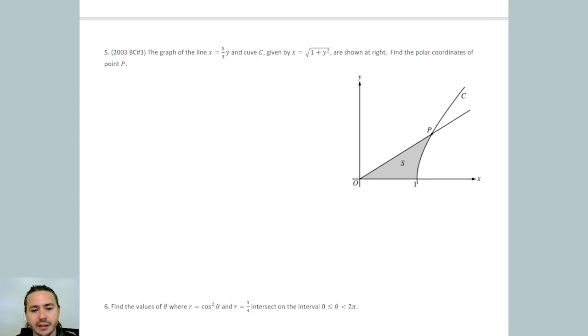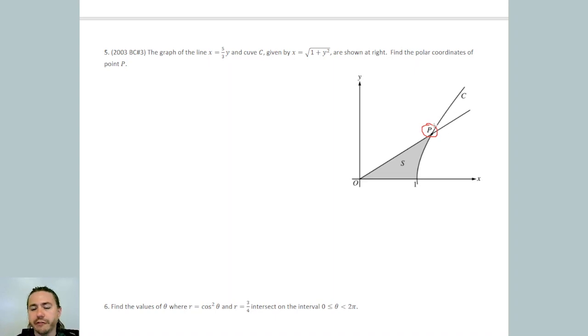So it says that we've got two graphs. We've got the graph of x equals 5/3 y, which has got to be this linear one. And then we've also got this square root function, x equals the square root of 1 plus y squared. So it doesn't really matter, but this is the linear one, obviously, and this other one is going to be the square root one. So it says find the polar coordinates of point P.